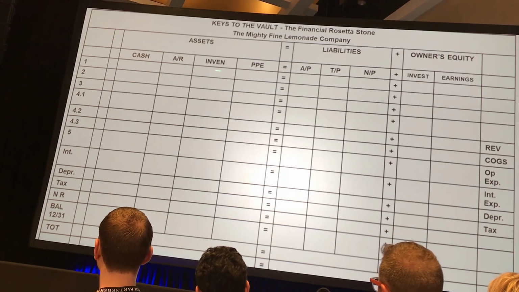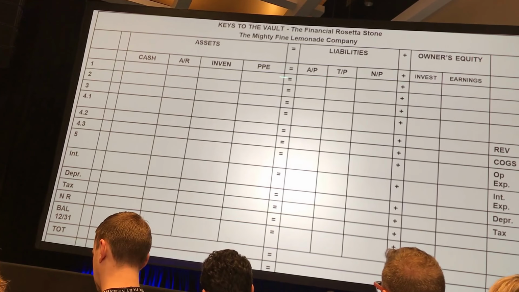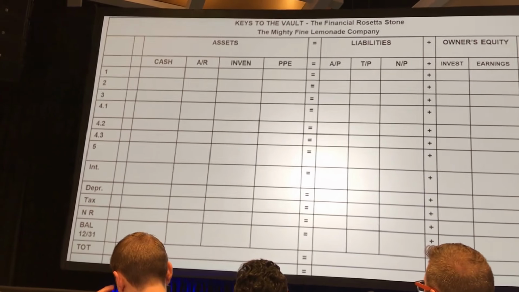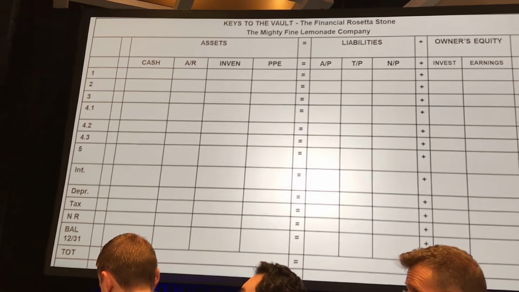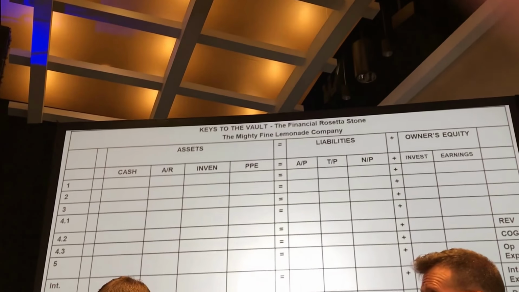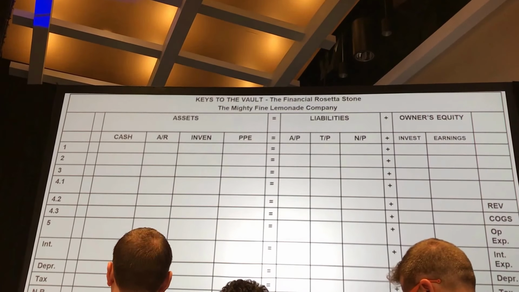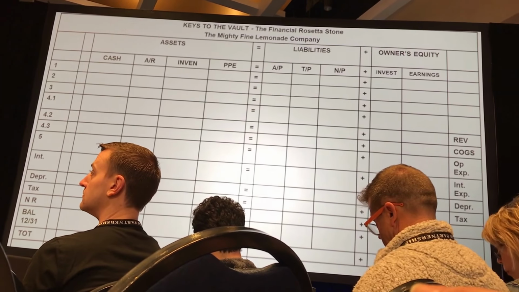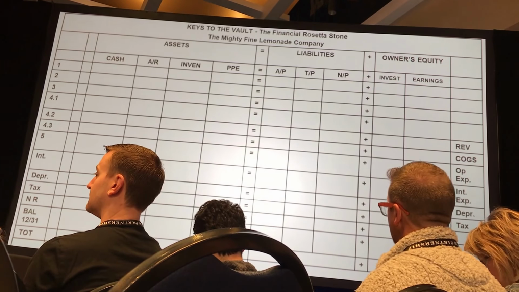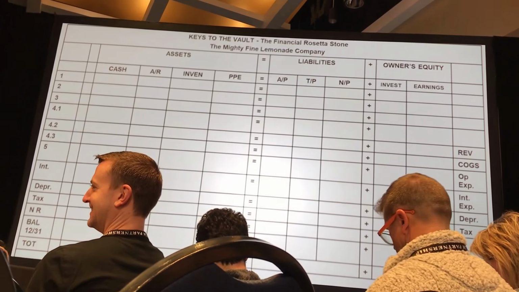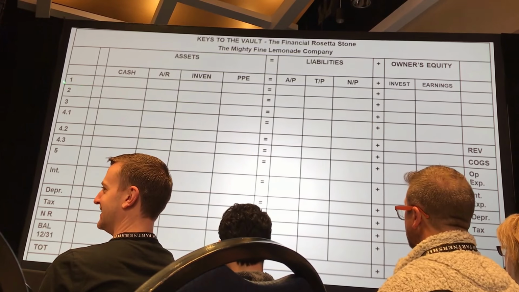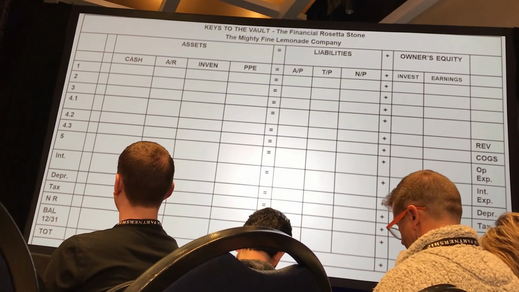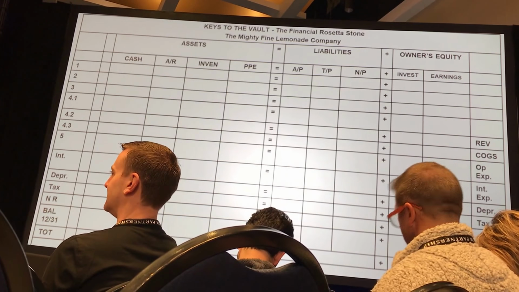Here's transaction number 1 right here. Here's the line right here at the top. Transaction number 1. Listen to my words. The company receives $5,000 of cash. Do you see a column on the Rosetta Stone called cash? Yes. Then in the column called cash on line number 1, we've got to put a number in there. What number do you think we ought to put in that box?